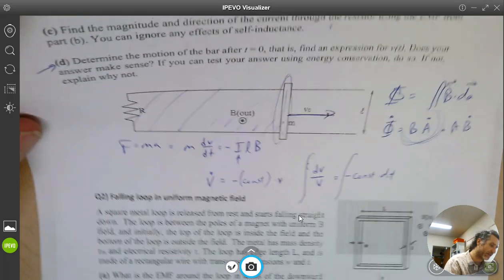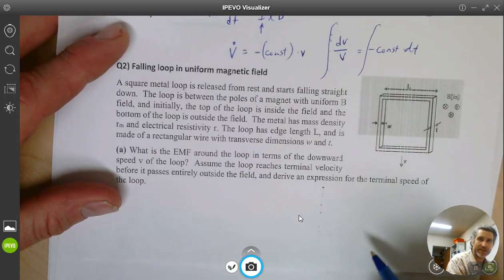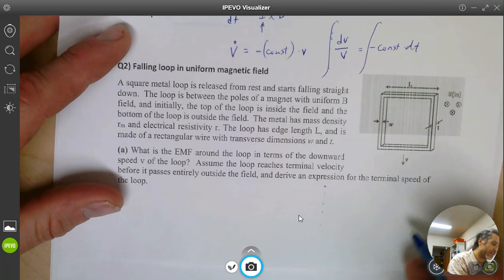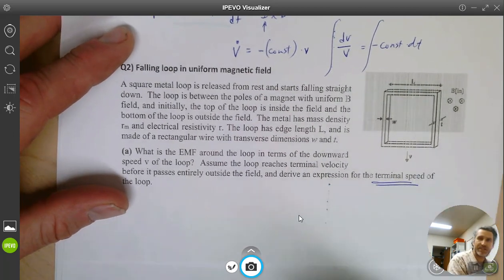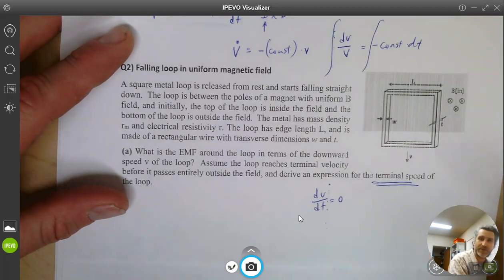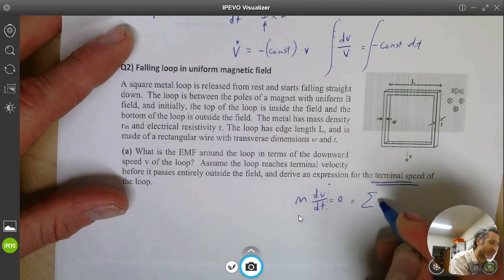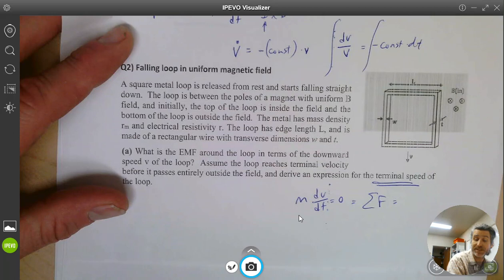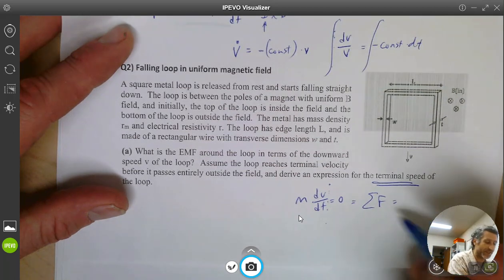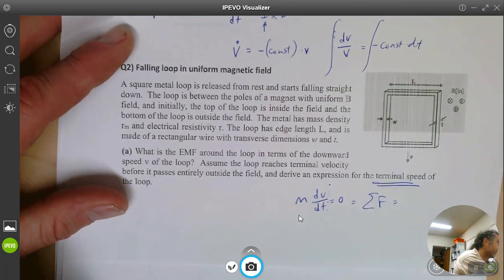For the loop that's dropping in the magnetic field, one thing is that we had to think first about what's the condition for our terminal speed. Some of you wrote that dv by dt is equal to 0. That's excellent. Remember that mass times acceleration is equal to the sum of forces. If you wrote that the sum of forces is 0, that's great. If you wrote that dv by dt is 0, that's also great. Those are the conditions that the velocity is not changing. It could still be a constant, right? And that's the situation here.